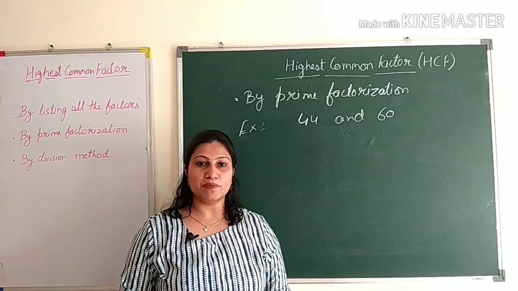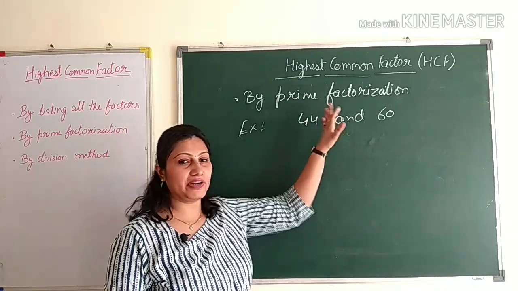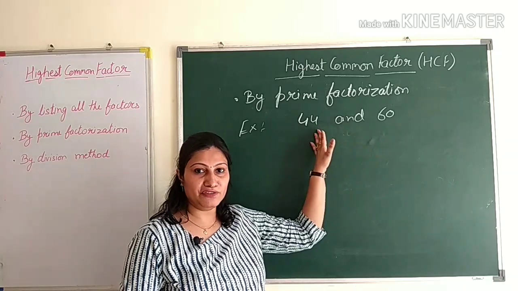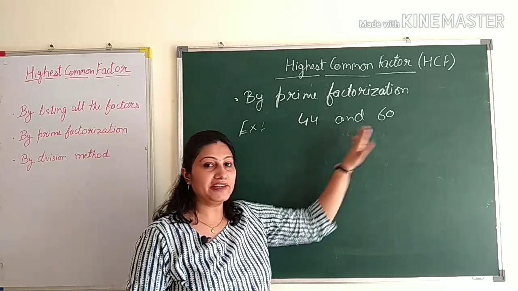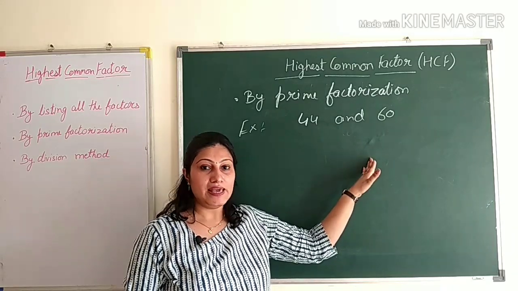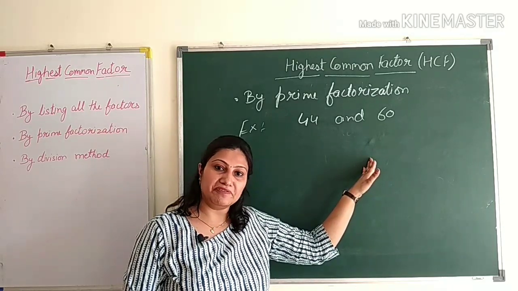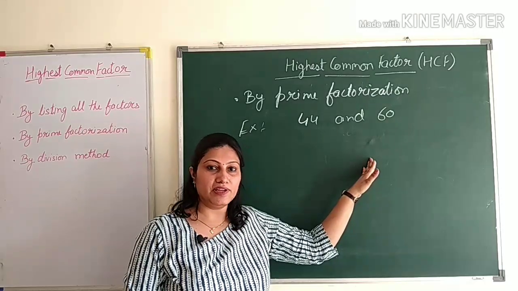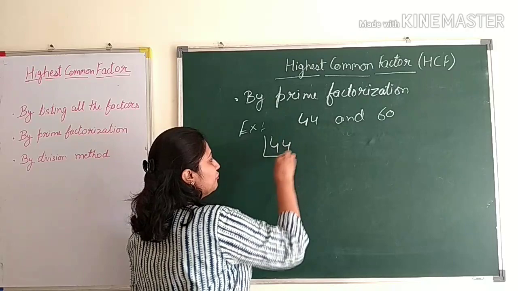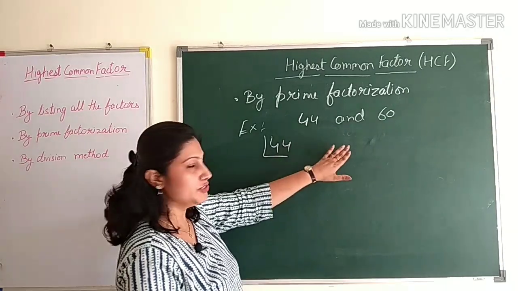Let's do the highest common factor HCF by prime factorization method. In this, here I have taken two numbers 44 and 60. First we will find the prime factors, then we will draw the common factors of both these numbers, and then we will multiply the common factors to find out the HCF. Let's see. Here first I need to find the prime factors of these two numbers.